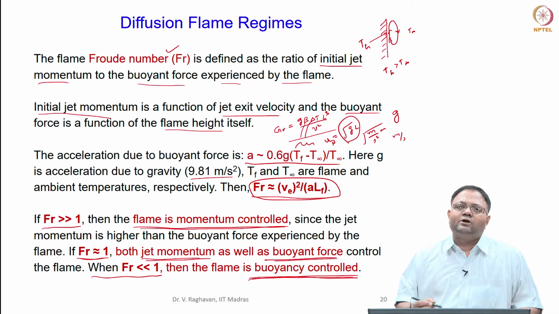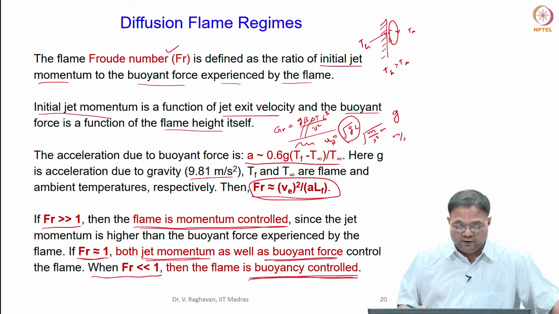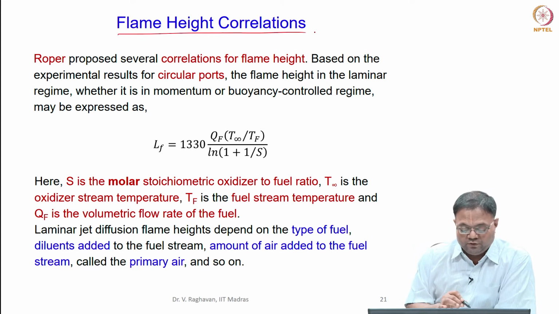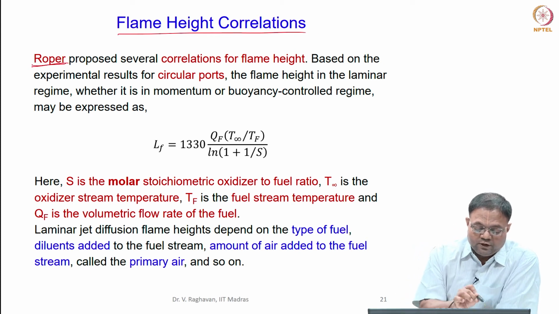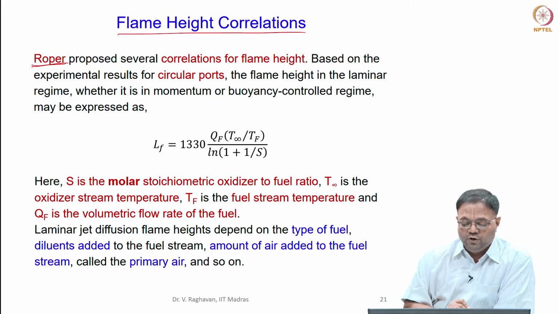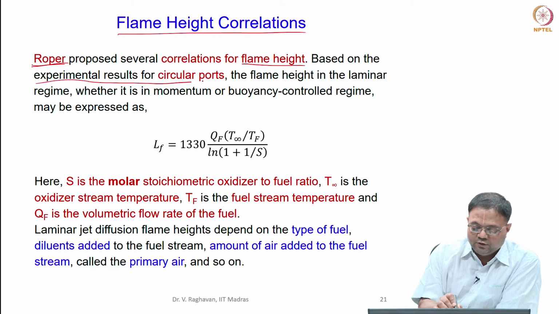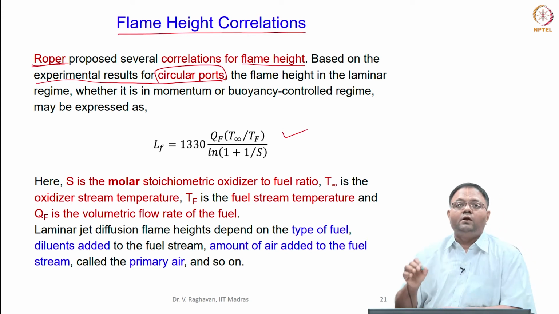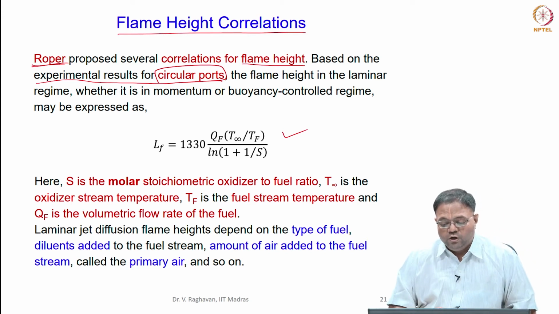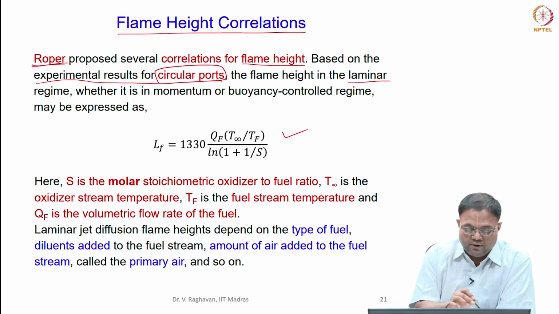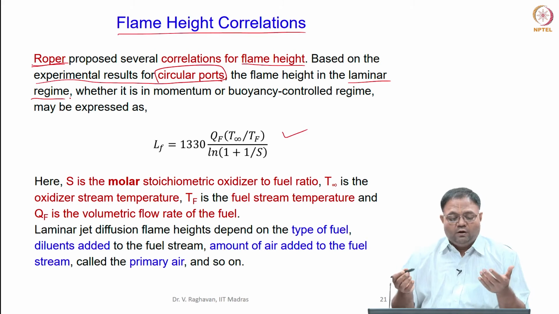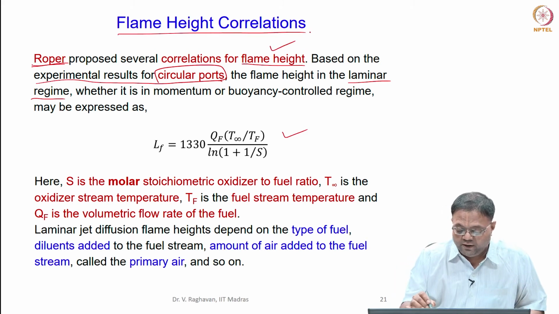Based upon that, theoretical correlations are developed. So, let us see some flame height correlations. We will see only empirical correlations here. Roper was the researcher who proposed several correlations for flame height, based upon experimental results, which is why they are called empirical correlations. This correlation is basically used for circular cross-sectional ports, and we have considered only the laminar regime here. So, in the laminar regime, considering circular ports for several fuels, Roper's correlation for flame height is given here.